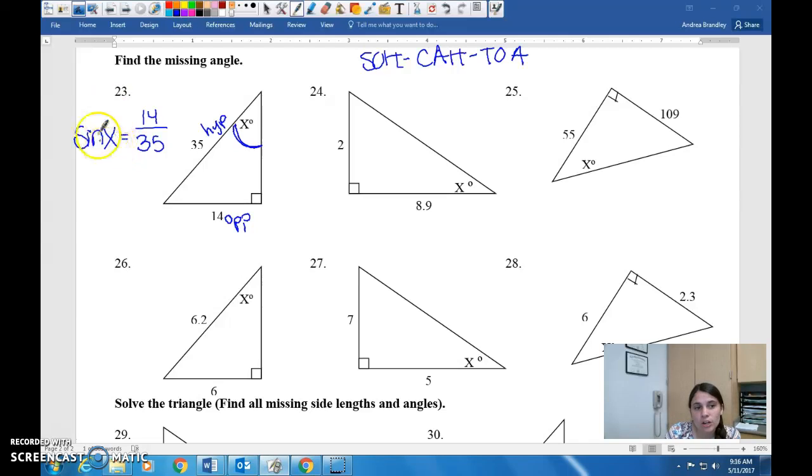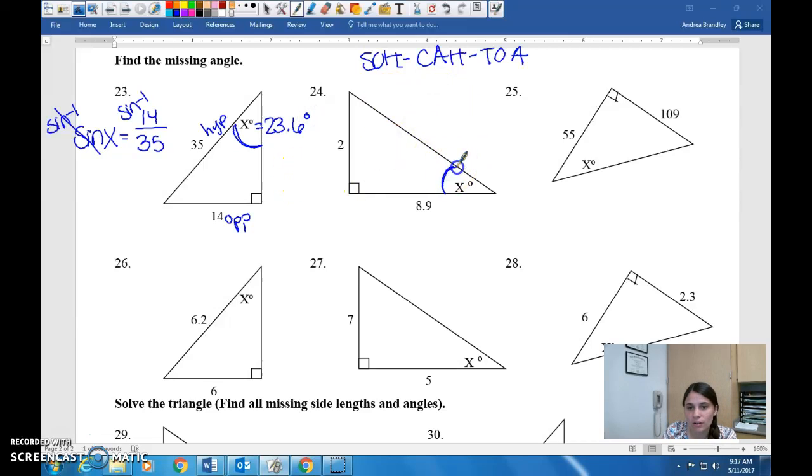And now this, we actually solved a very similar one earlier in the review. We can take the inverse sine of both sides, and then this cancels. So x is equal to the inverse sine of 14 over 35, which you can enter right in your calculator. So I'm going to go ahead and do inverse sine 14 divided by 35 and hit enter. And that gives me about 23.6. So this is equal to about 23.6 degrees. Then I'll show you one more like that.